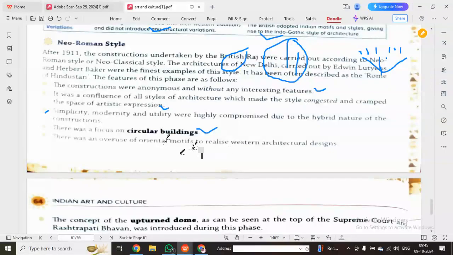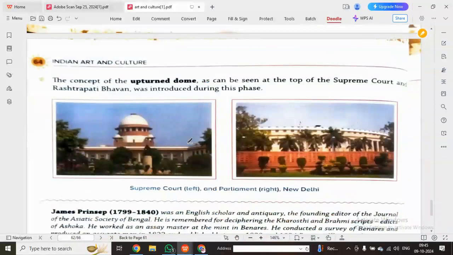Simplicity, modernity, and utility were highly compromised during the hybrid nature of the constructions. Simplicity was compromised, they made many things fancy. Modernity was compromised. There was no focus on circular buildings. They overused oriental motifs to realize western architectural design.